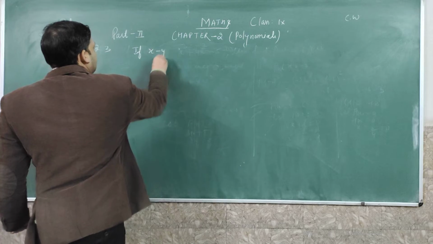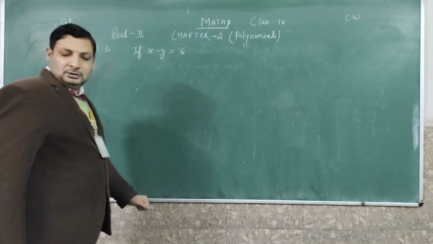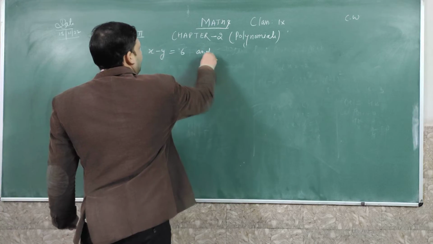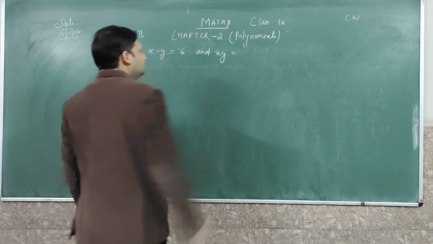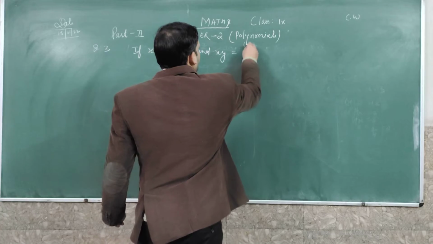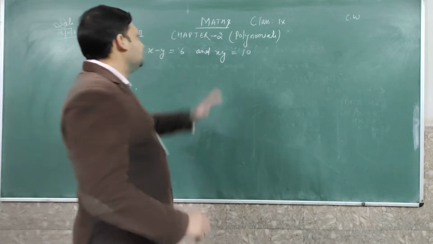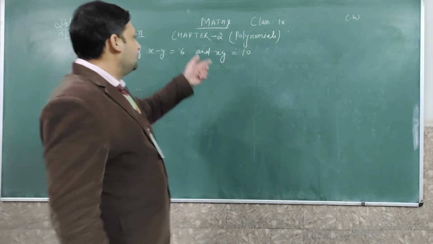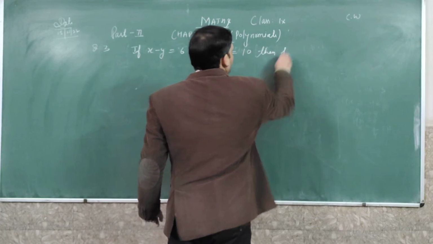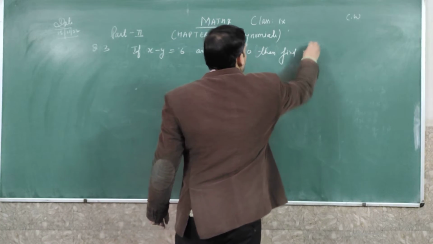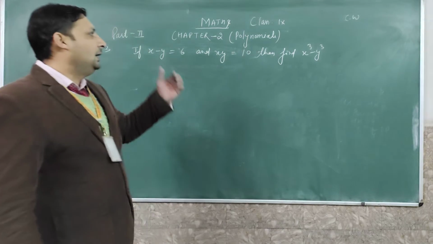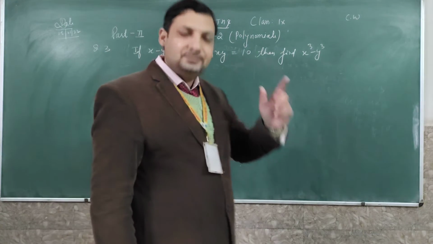If x minus y equal to 6 and xy equal to 10, it means we are given x minus y equal to 6 and xy equal to 10. Then find x cube minus y cube. It means we have to find x whole cube minus y whole cube.